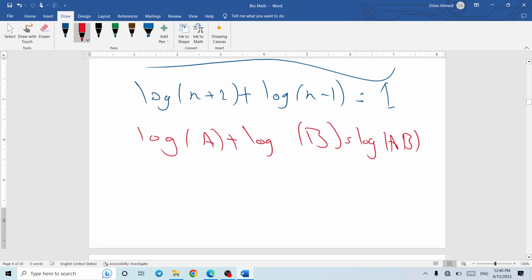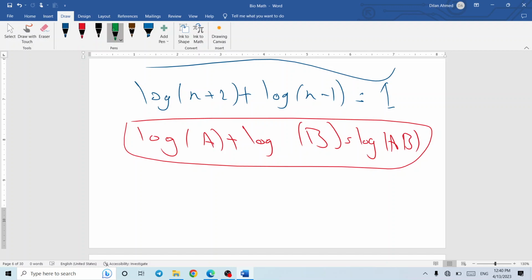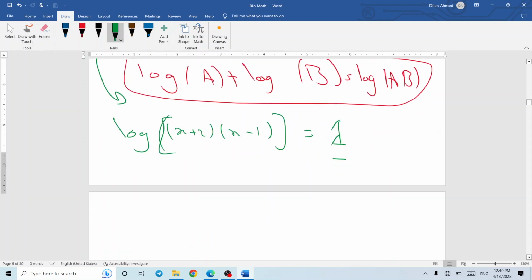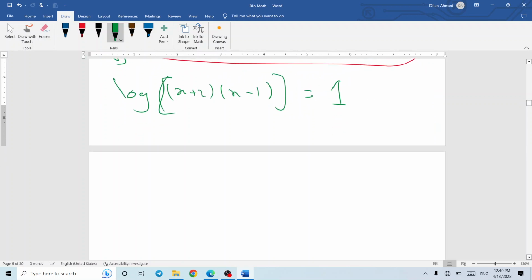Maybe I change the x plus 2 to x minus 2. So if you have an idea, you can solve it. Depending on this property, I am going to solve that one like log of x plus 2 multiplied by x minus 1. And I'll get what?